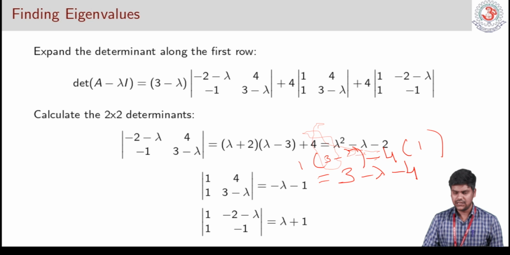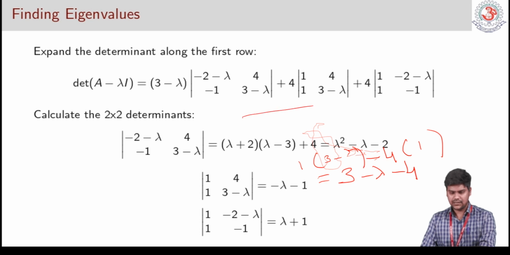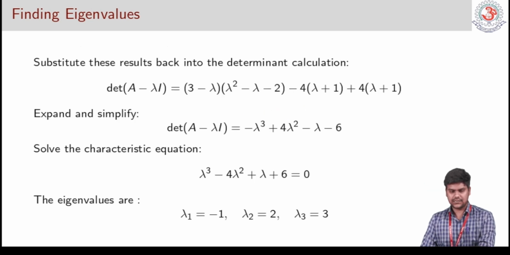Next we find the determinant of the 2 cross 2 submatrix with 1, minus 2 minus lambda, 1 and minus lambda. Again, it is the product of the main diagonal minus the product of the anti-diagonal. After simplification we get lambda plus 1. Now we back substitute those values into this determinant. We get (3 minus lambda) into (lambda square minus lambda minus 2), which is the value of that 2 cross 2 submatrix, minus lambda into (lambda plus 1) plus 4 into (lambda plus 1). This minus quantity and this plus quantity will get cancelled.